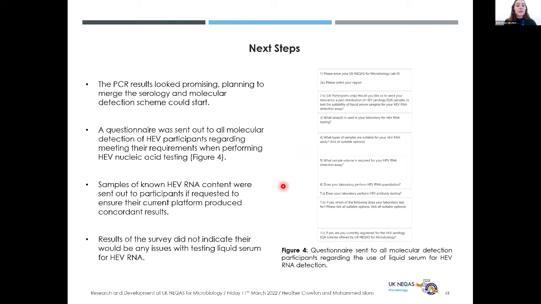We also offered to send out samples of known HEV RNA content to participants if they requested that, in order for them to test it on their platforms to just double check that the serum was compatible with their platforms. And the results of the survey didn't indicate that there'd be any issues with testing liquid serum for RNA. However, it is worth noting that we only did get 5 responses from that questionnaire.